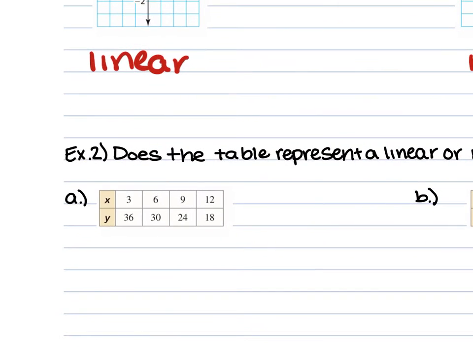So if we look at example A, from 3 to 6, we're going up by 3. From 6 to 9, we go up by 3. From 9 to 12, we go up by 3. For our change in our y values, from 36 to 30, we're going down by 6, so that's subtracting 6. From 30 to 24, we subtract 6. And from 24 to 18, we subtract 6. So here, our slope, or our rate of change, is -6 over 3, which is just -2. It is the same constant rate of change, so this is linear.